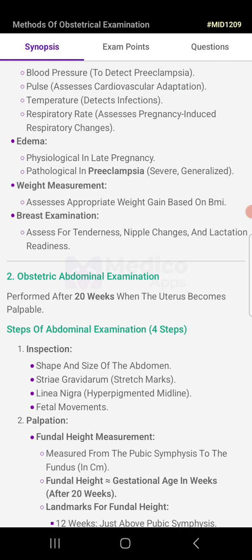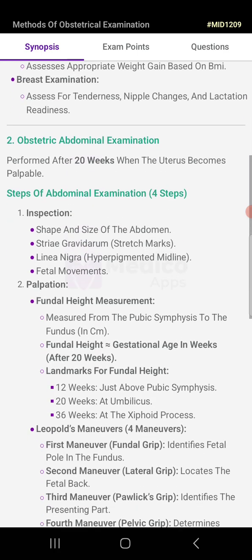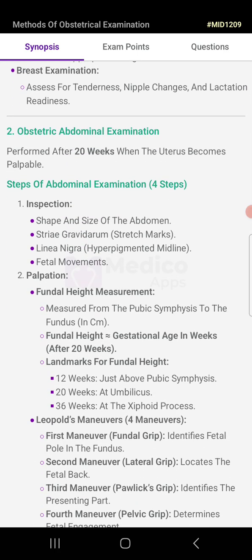Palpation: fundal height measurement, measured from the pubic symphysis to the fundus. Fundal height equals gestational age in weeks after 20 weeks. Landmarks for the fundal height: 12 weeks, just above the pubic symphysis; 20 weeks at the umbilicus; 26 weeks at the xiphoid process.